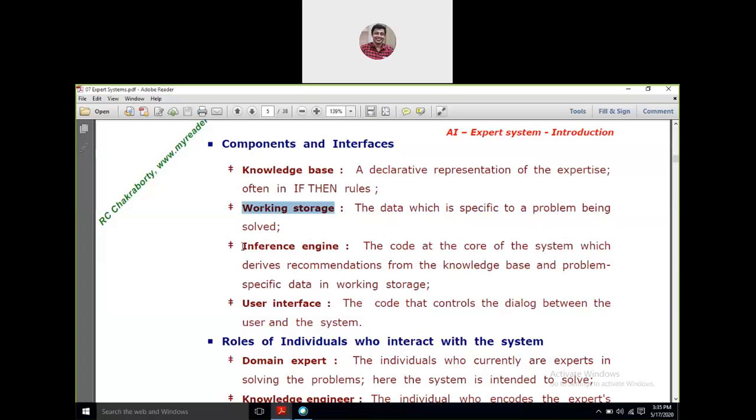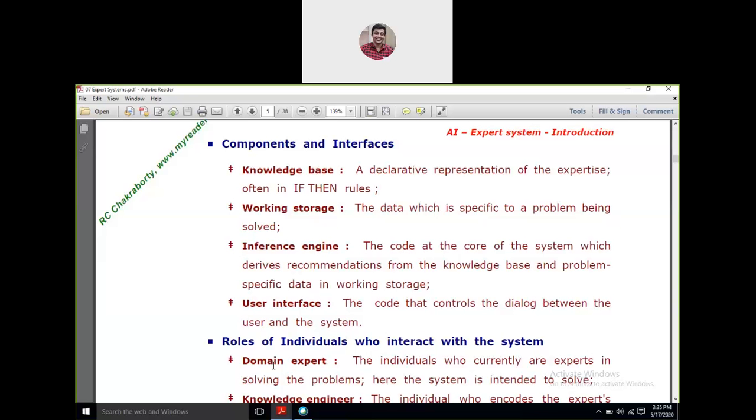You do have the inference engine. That means the code at the core of the system which derives recommendations from the knowledge base. That means this is basically the decision making part which utilizes the working storage by the use of this knowledge base. And the user interface. The user interface is the place where the user interacts with the expert system.